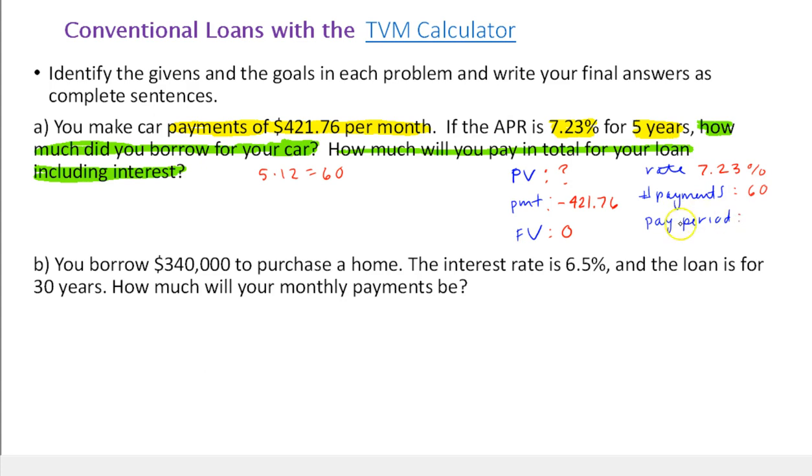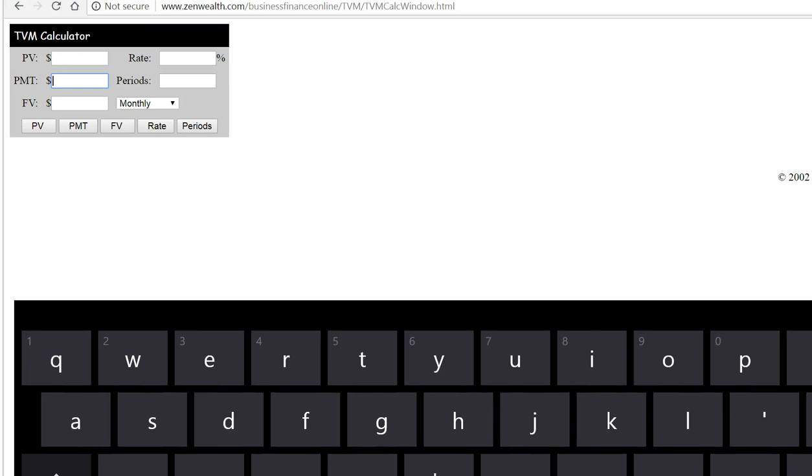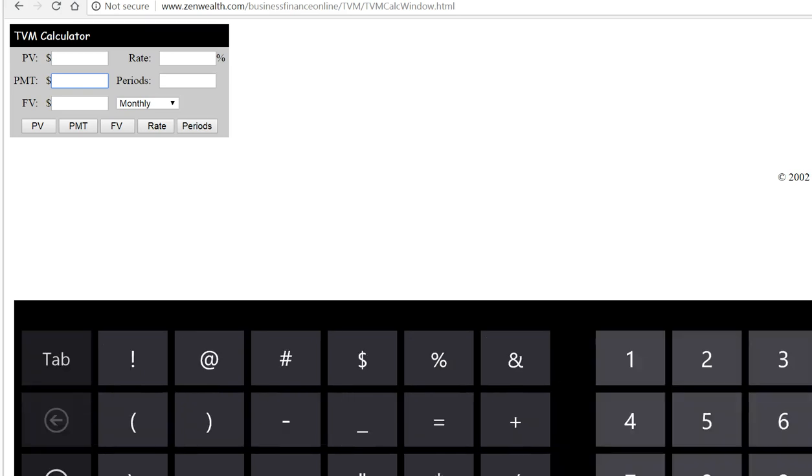And then we're going to think of this last box as a pay period, which is the same as the payments, which is monthly. So now let's use the calculator to find out how much the initial loan was. So first, the present value, remember that's what we're looking for. Your payment is negative since you're paying it out to the bank, so $421.76. The future value is that you will eventually owe $0.